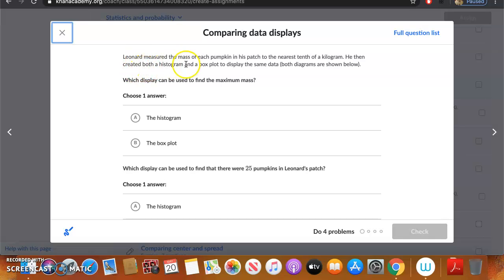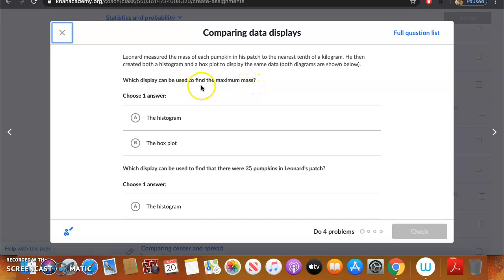Leonard measured the mass of each pumpkin in his patch to the nearest tenth of a kilogram. He then created both a histogram and a box plot to display the same data. Both diagrams are shown below. Which display can be used to find the maximum mass?